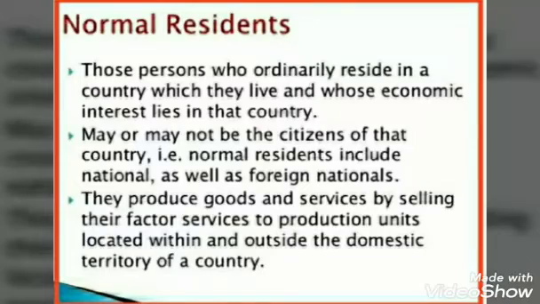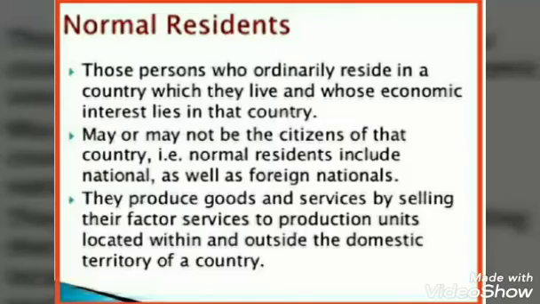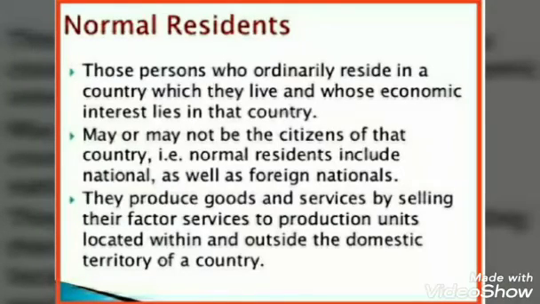So to make things easier, who could be a normal resident of a country? A citizen of a country who normally resides in the country and whose economic interest lies in that particular country can be a normal resident of that country. Now here, a citizen of another nation who continues to live in a country for more than 1 year could also be a normal resident of that country. You have to remember this, right?